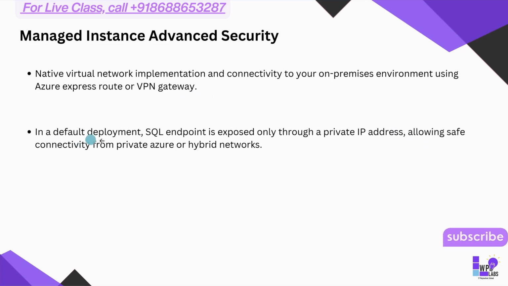The second one is, in a default deployment, the SQL endpoint is exposed only through a private IP address, allowing safe connectivity from private Azure or hybrid networks. So that's what it's saying. So what does "exposed only through a private IP address" mean?